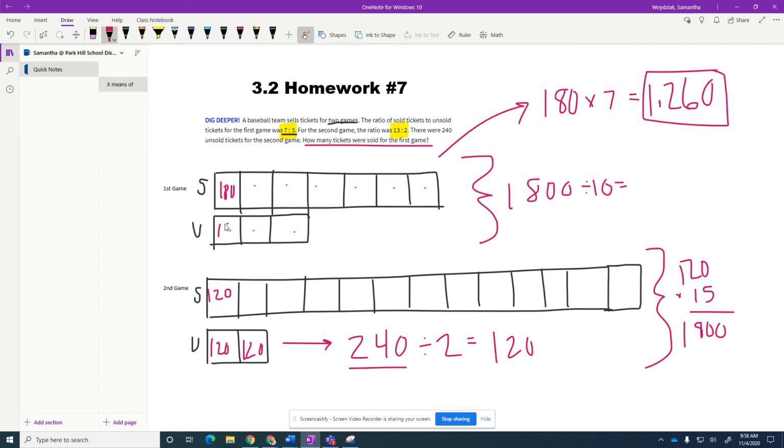But if I want to check to see how many are unsold, I would do 180 times 3, and that would be 540. And if I just want to do a quick double check, 1,260 plus 540 would be 1,800. So we do know that we did this problem correctly. So the answer for how many tickets were sold for the first game would be 1,260.